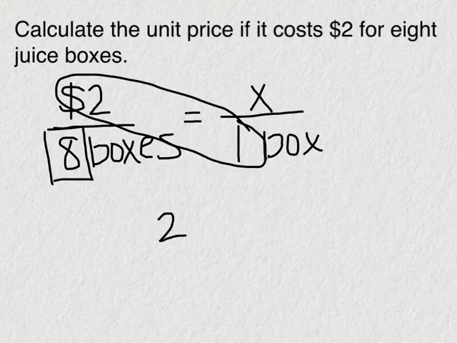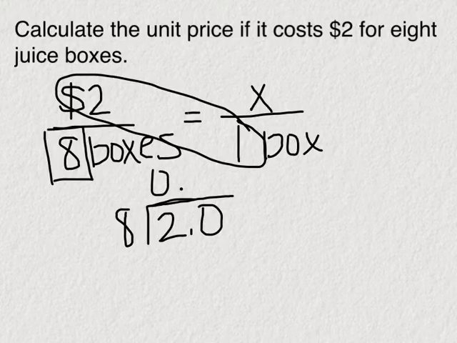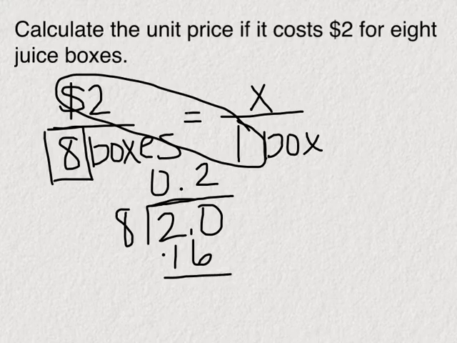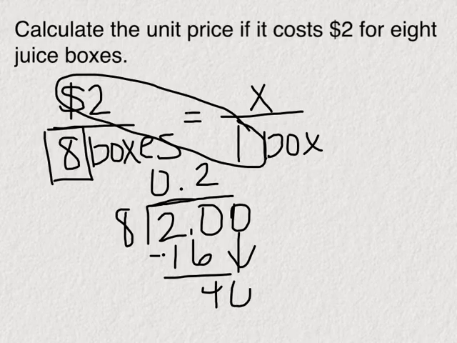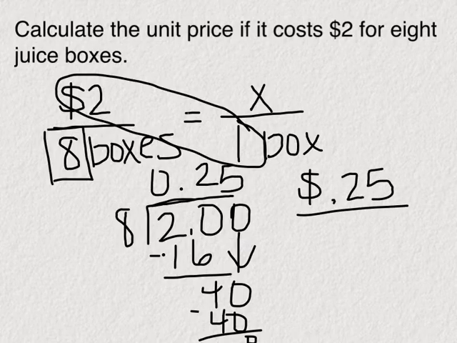2 times 1 is 2. Divided by 8. 8 doesn't go into 2, so we need to add a decimal and a 0. 8 goes into 20 2 times. 4 left over. Add a 0, bring it down. 8 into 40 goes 5 times. And we're done. So X is equal to 25 cents. So our rate is 25 cents per box.